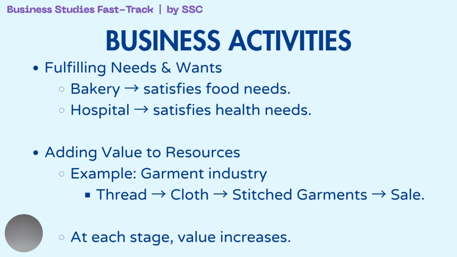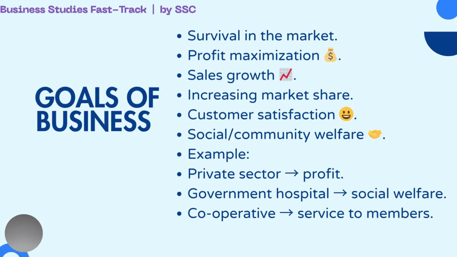Next, we move on to talk about business activities. What are the business activities? So, how can we identify a business activity? First, a business activity must fulfill needs and wants. For example, a bakery satisfies our food needs while hospitals satisfy our health needs. Another role of business is adding value to resources. For example, thread is made into cloth, cloth into stitched garments, and garments are sold in the market. At each stage, value is added.